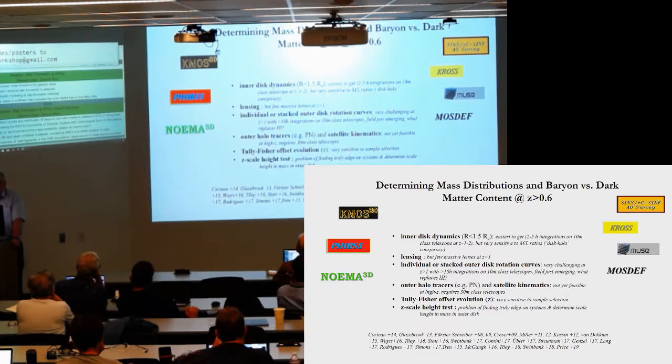And so at low redshift, the technique of choice is HI. We don't have that, and we won't have it. Okay? Even with SKA, forget it. What we are doing here, you will not see done at redshift 2 in 15 years from now, I'm fairly sure. Outer halo tracers, satellite kinematics, et cetera.